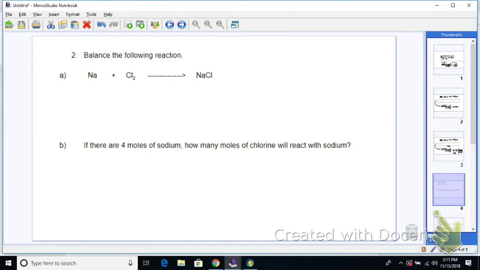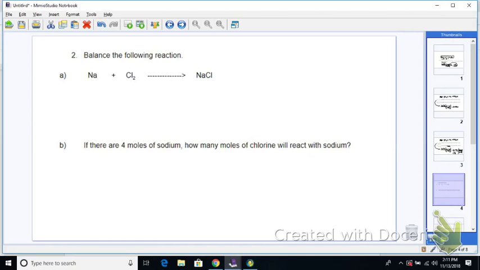So balance that one. And then I want you to attempt to do 2B on your own without me helping you. So go ahead and do 2A and 2B, and see what you get.